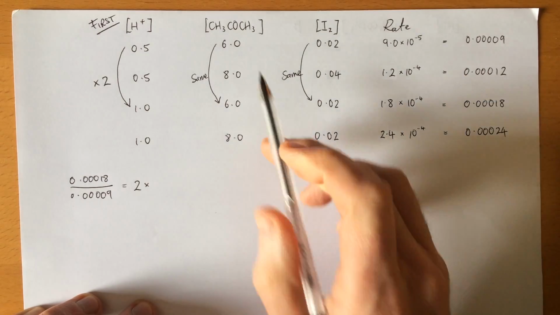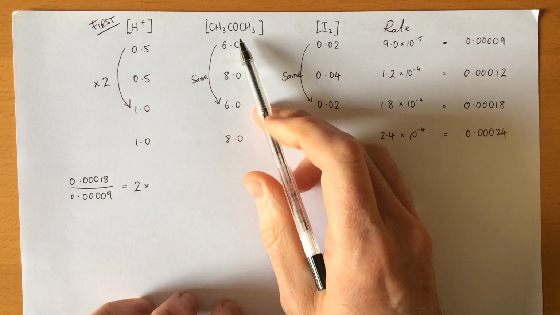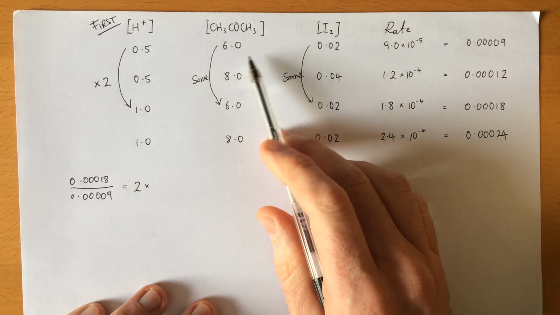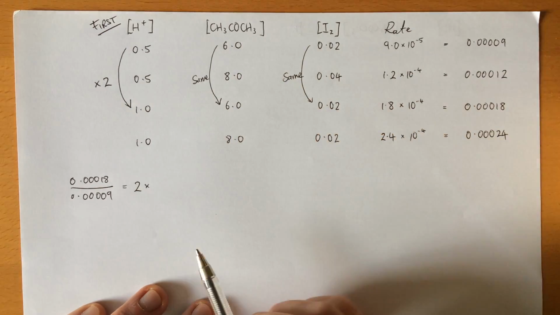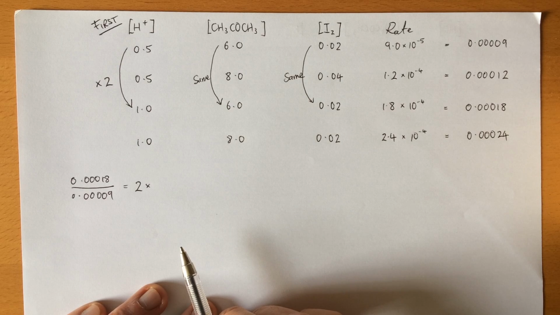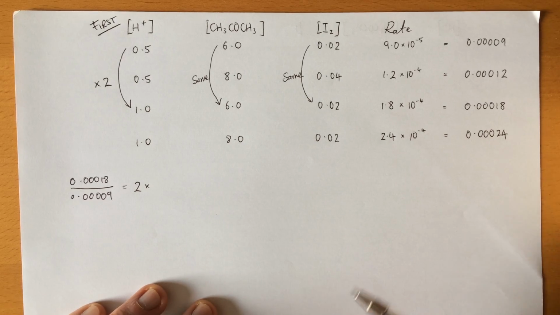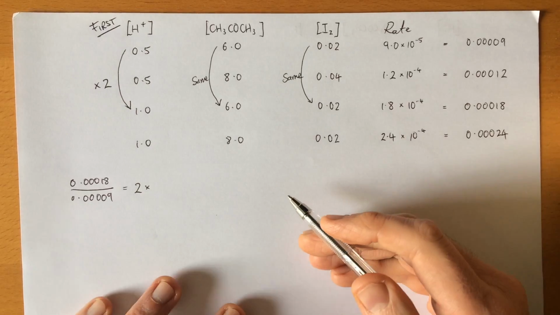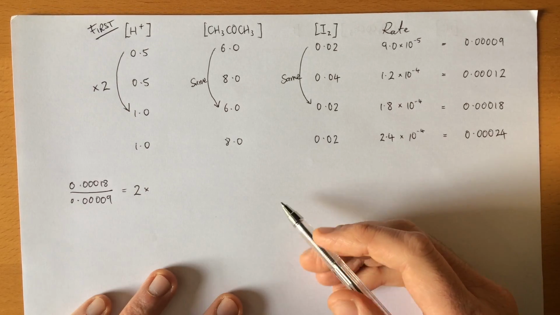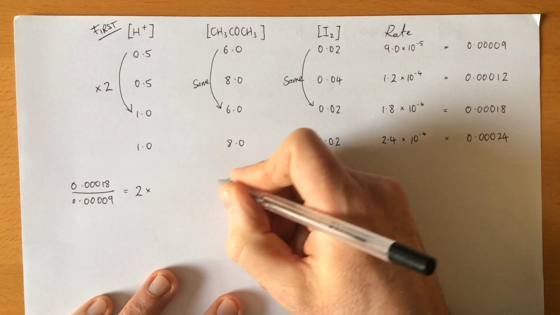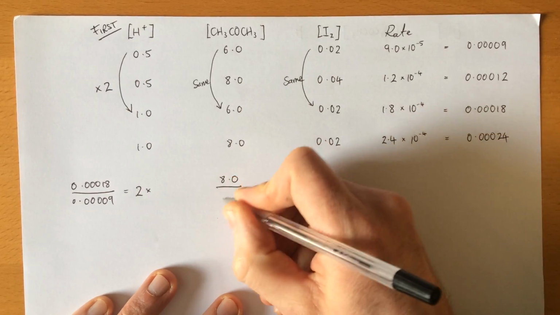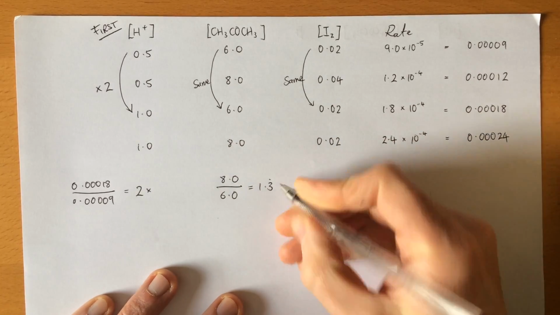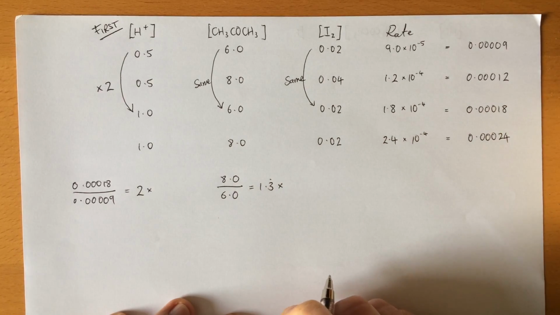Let's move on to the concentration of propanone here. The thing that you notice when you start looking at the concentration of propanone is that it doesn't increase by an even number or an even factor, and that makes it a little bit more tricky. So what factor has it increased by? Well, 8 divided by 6 is 1.3 recurring, so it's increased by a factor of 1.3 recurring.